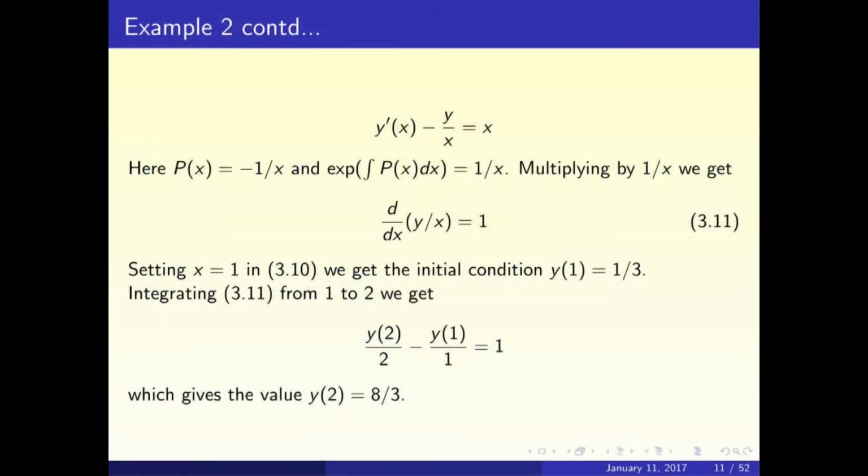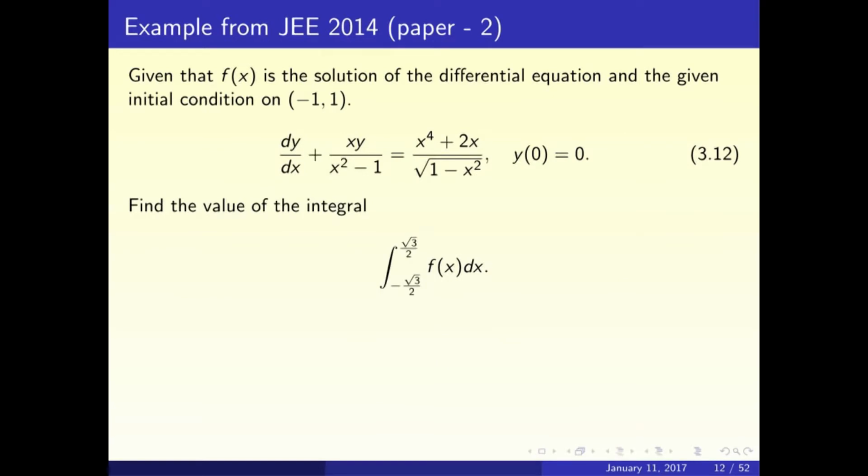So you got your initial conditions. Y of 1 equals 1/3. So the value of y is 1/3 when x is 1. You have been asked to find the value of y when x is 2. So what should you do? You should integrate 3.11 from 1 to 2, and you get y of 2 by 2 minus y of 1 by 1 equal to 1. From that you will get the value of y of 2, and that completes the problem. It's a pretty easy problem. Let's move on to the next problem.